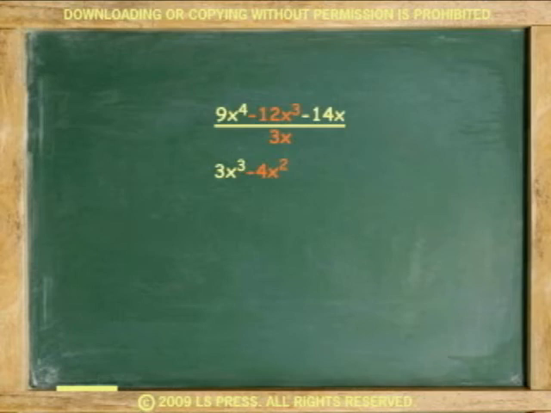In the third term, negative 14 divided by 3 is negative 4.6, and the x's get cancelled. Answer: 3x cubed minus 4x squared minus 4.6.